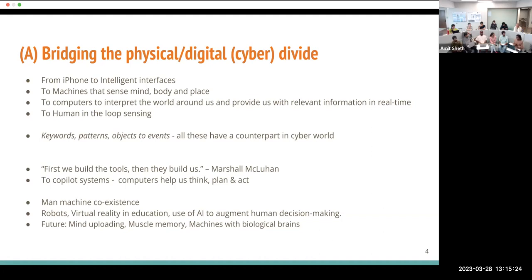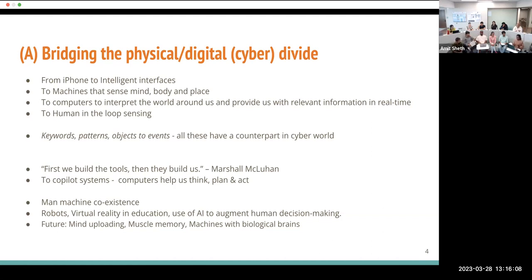And also there is an extensive possibility that we can use virtual reality in systems like education and healthcare. And also we can use AI to augment human decision making. So all these instances help us to make human and computing interaction more powerful. And also some future-like applications we can think of are mind uploading, muscle memory, and machines with biological brains. These are concepts that have not yet been developed, but they can help to make the interaction between the human and the computing more powerful.